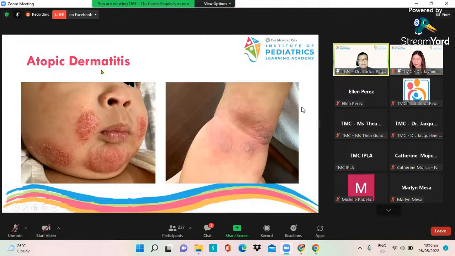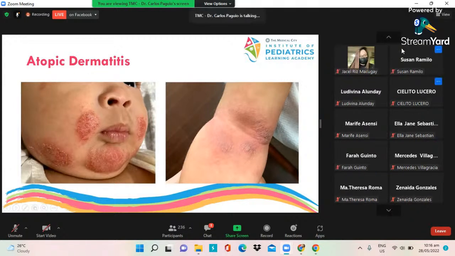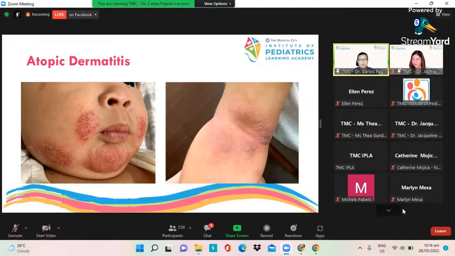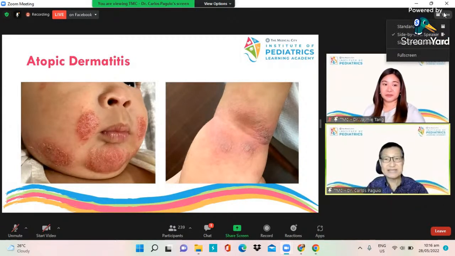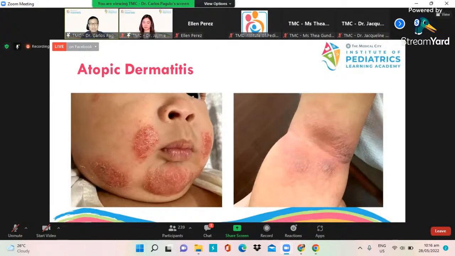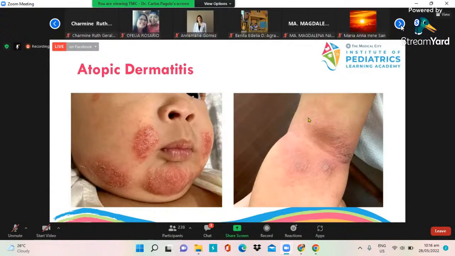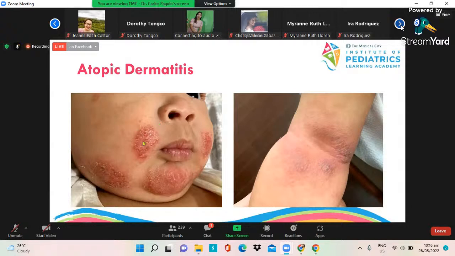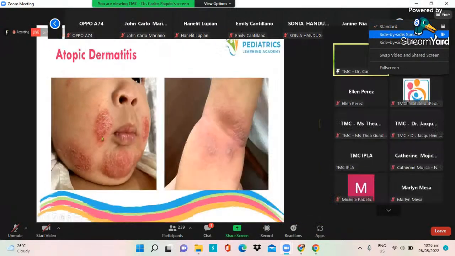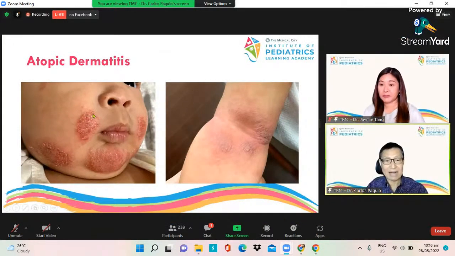Now, atopic dermatitis is what I call special skin. It is special because children with atopic dermatitis, they have sensitive skin. It's due to a genetic mutation in one of their skin genes. Kaya mas sensitive, na-break down yung skin barrier, nakakapasok yung irritants. Kapag pumasok yung irritants, mamumula, mamamaga, mangangate, kakamutin. Pag kinamot ng kinamot, ano mangyayari? Magsusugat. Ayan ang infection.